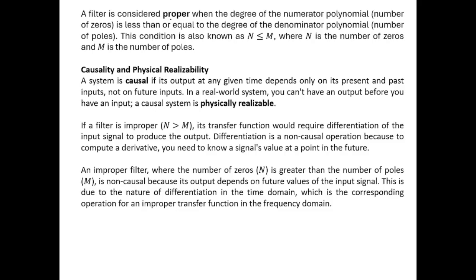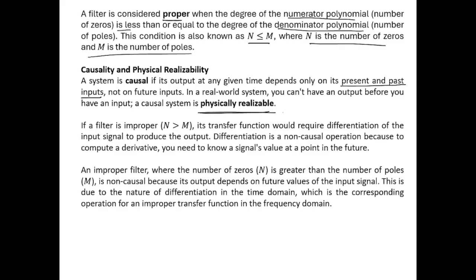So a filter is considered proper when the degree of the numerator polynomial is less than or equal to the degree of the denominator polynomial. This condition is also known as n less than or equal to m, where n is the number of zeros and m is the number of poles. A system is causal if its output at any given time depends on its present and past inputs. Such a system is physically realizable.